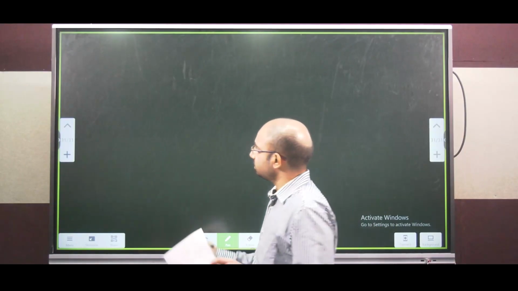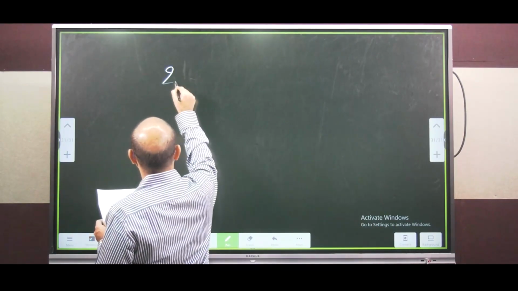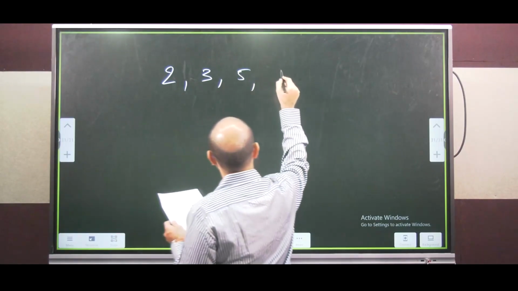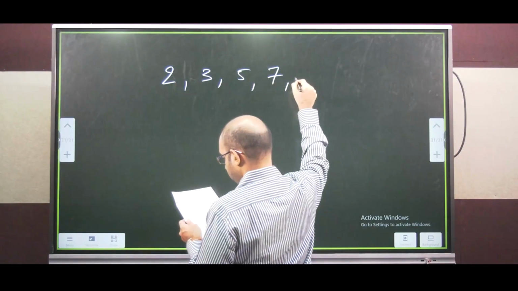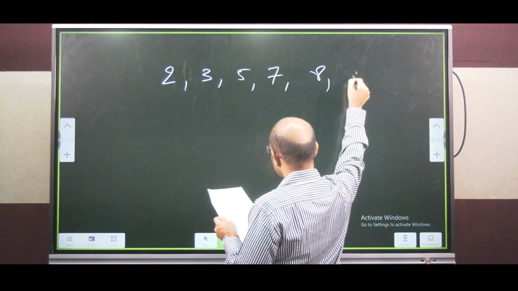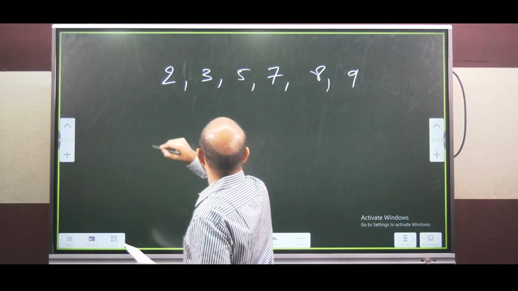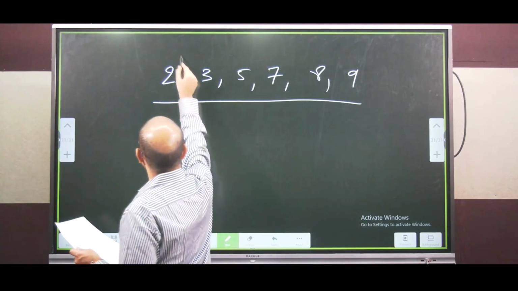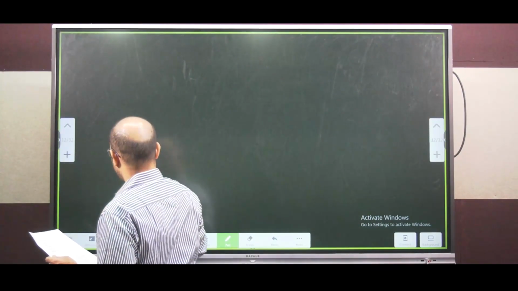Next we will discuss questions from anthropological theories, that is 2, 3, 5, 7, 8 and 9. We will discuss these 6 questions. First we will start with the second question, that is cultural materialism.